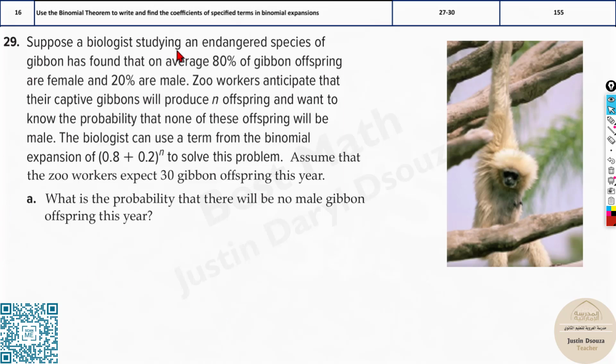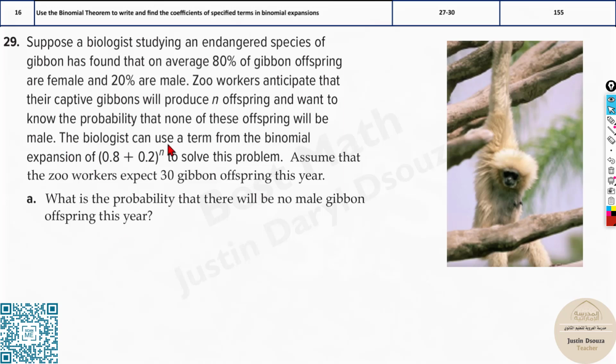Suppose a biologist is studying an endangered species of gibbon, and has found that on average 80% of gibbon offsprings are female and 20% are male. Zoo workers anticipate that their captive gibbons will produce n offsprings and want to know the probability that none of these offsprings will be male. Okay, that's the first question, no male offsprings.